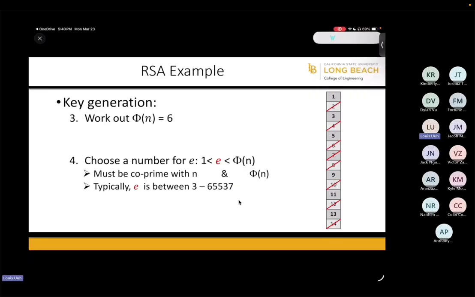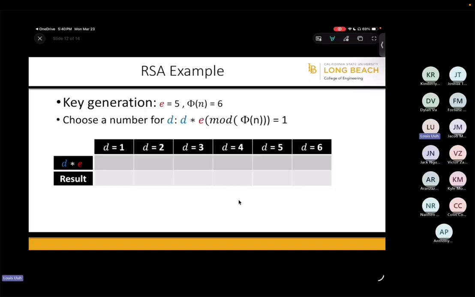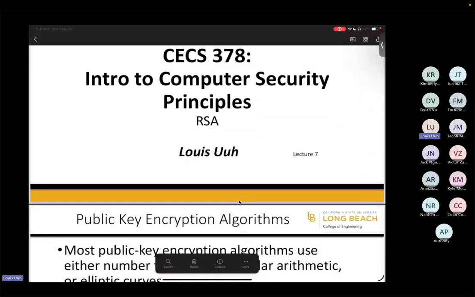The only thing that may possibly be there is this guidance with regards to e. It has to be between 1 and phi(n). And with regards to d, it has to follow this: d times e mod phi(n) equals 1. And one of the things we said here was that if you were to pick any number that gives you 1, then you should be able to use it. So that's lecture 7.